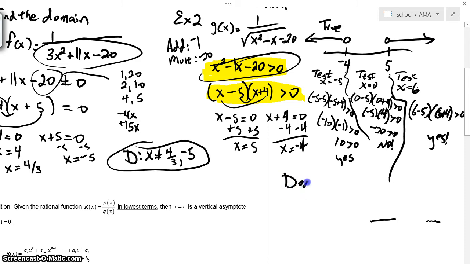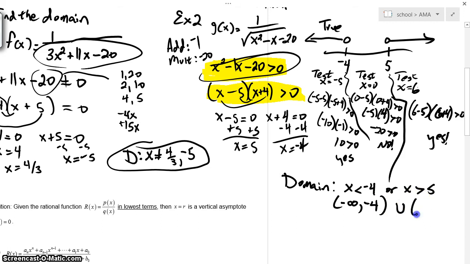So what's our domain? Well, our domain, you can see the number line would tell us x could be less than -4, or x could be greater than 5. In terms of interval notation, we could say we're going from -infinity to -4, union that with 5 going all the way up to +infinity. And that would be a great way to find out which x values are going to work.